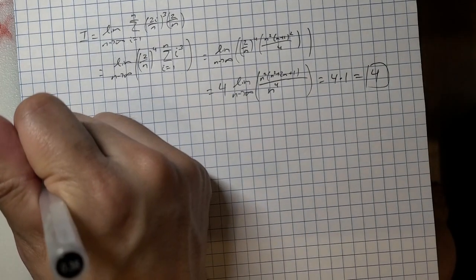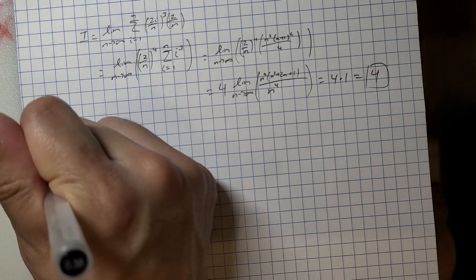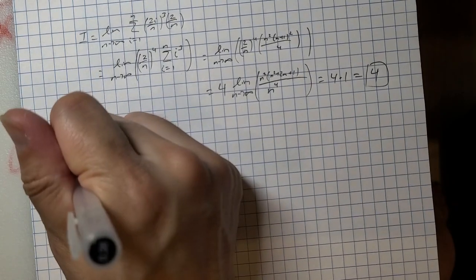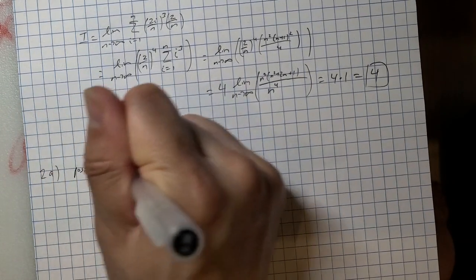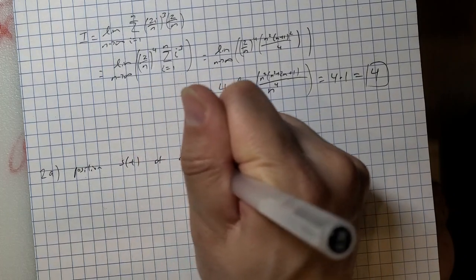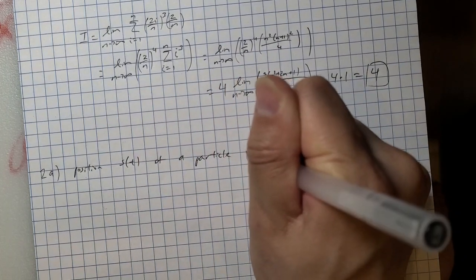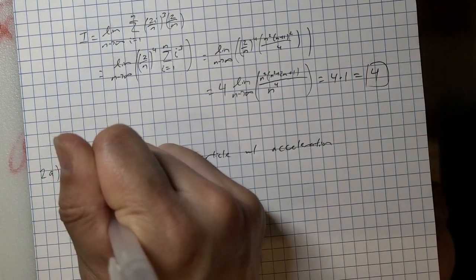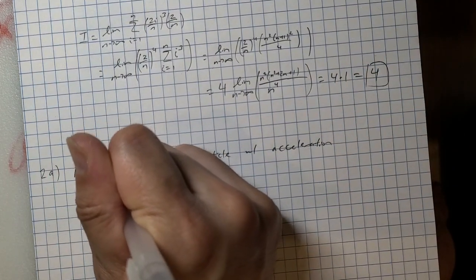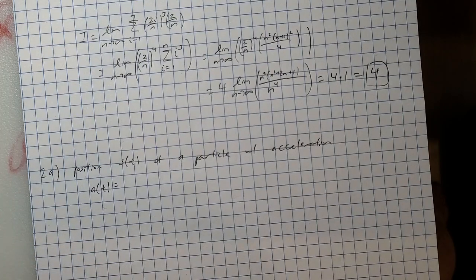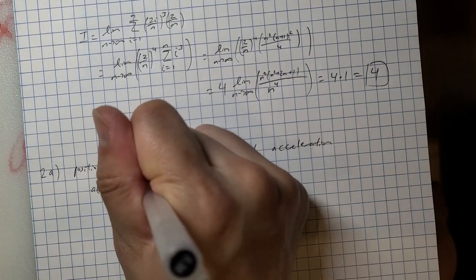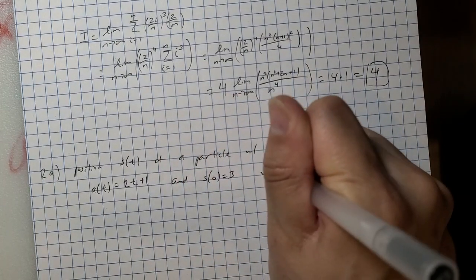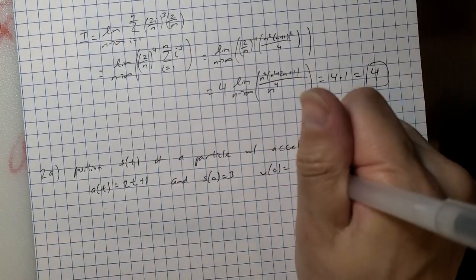Let's move on to number 2. So 2a, it says the position s of t of a particle with acceleration a of t equal to 2t plus 1, and s of 0 is 3, and v of 0 is minus 2.